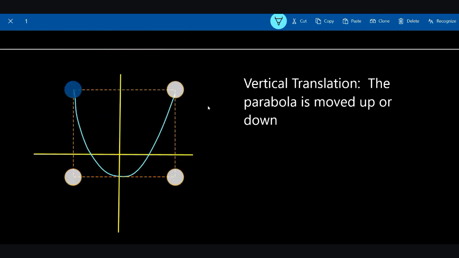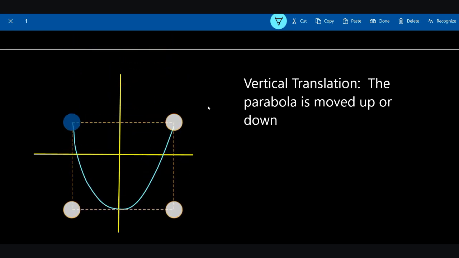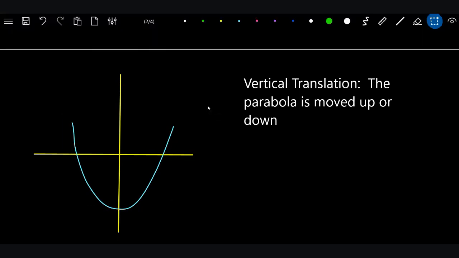Okay, so it takes my parabola and moves it up. Let's move it down in this case. Okay. So I took my parabola and I moved it out of the parent position. How did I move it out of the parent position? I moved it vertically and I moved it just up and down. I didn't move it left and right.